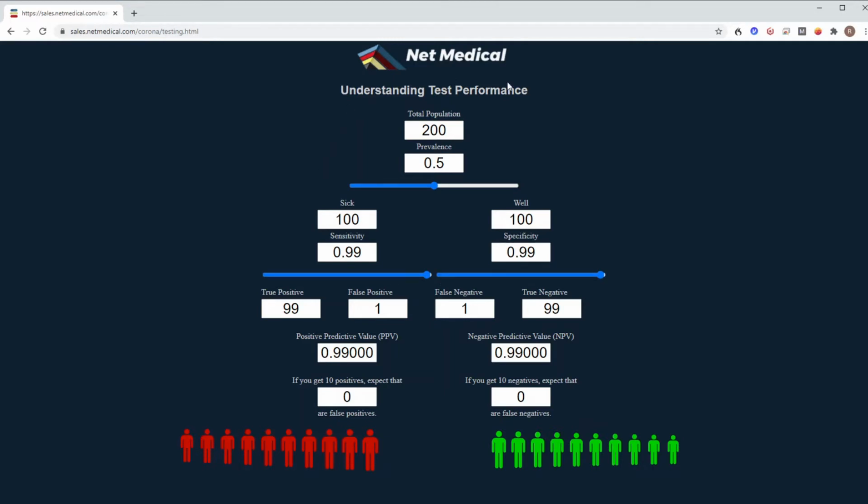Let me get to this. This is my visualization tool that I made, and I am going to use a theoretical population of 200 people. I'm going to set the prevalence of the virus, or the prevalence of the disease, if you will, at 50%, so half the people are sick and half the people are well. And in my hypothetical test, I'm going to set the sensitivity to 99% and the specificity to 99%, which, if you're a test developer, I think you would admit is an amazingly good test, because those numbers are pretty hard to hit.